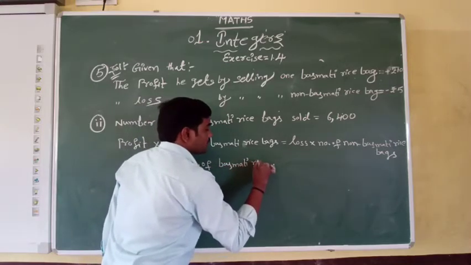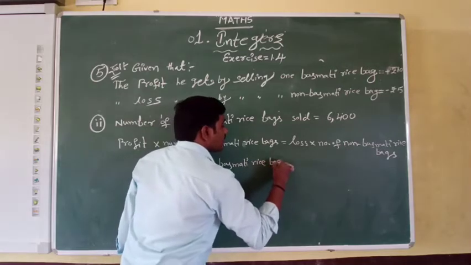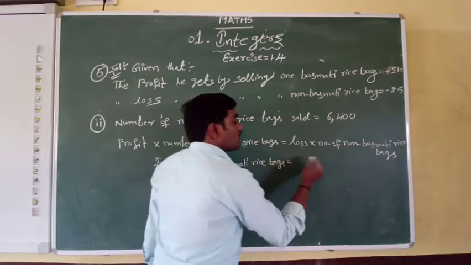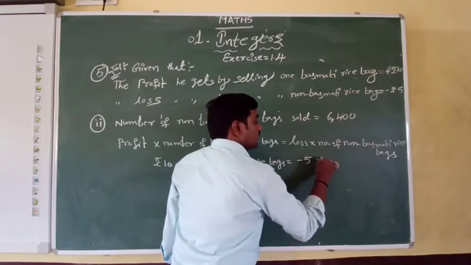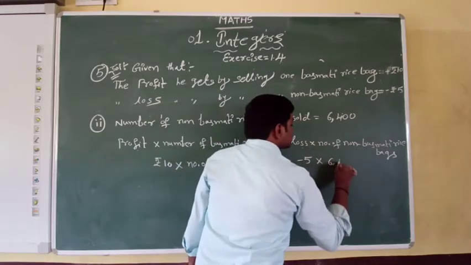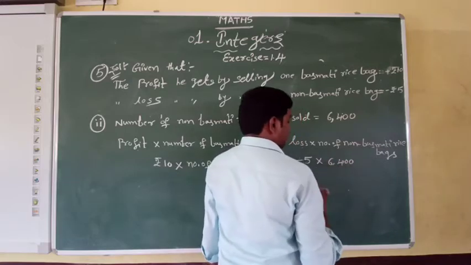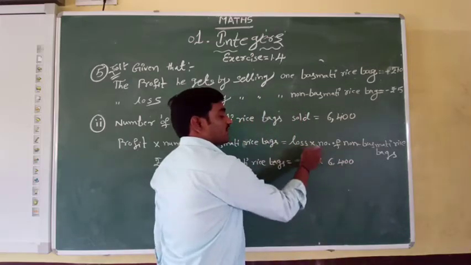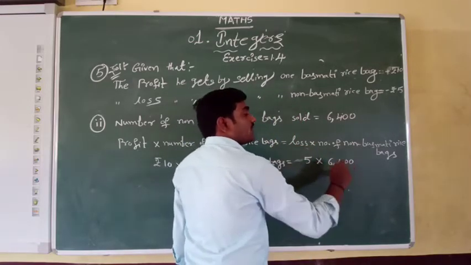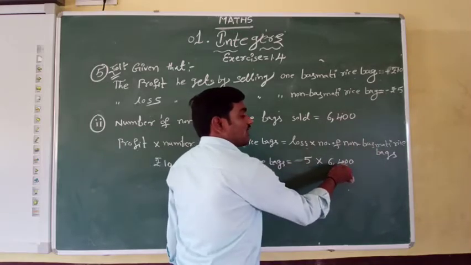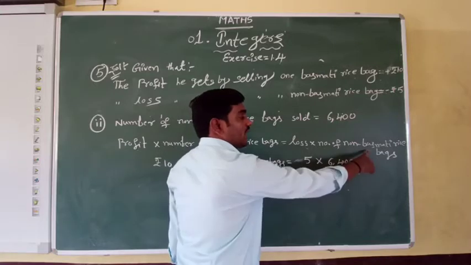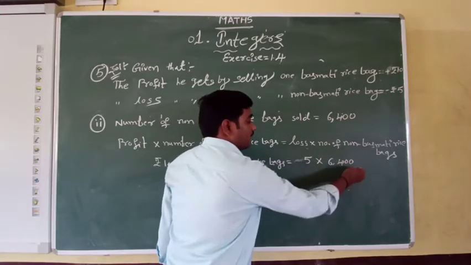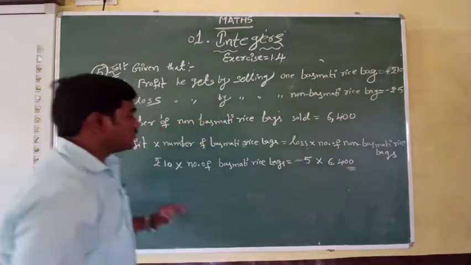Basmati rice bags equals loss. We know how much loss we get: minus 5 rupees loss into 6,400. So here we get 5 rupees loss on every non-basmati rice bag. How many non-basmati rice bags are sold? 6,400 non-basmati rice bags are sold.